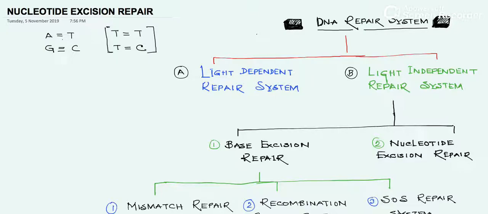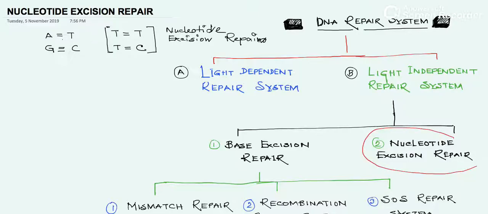One kind of repair mechanism is nucleotide excision repair, and it is one of the parts of light dependent excision repair. I have already mentioned this in the group.